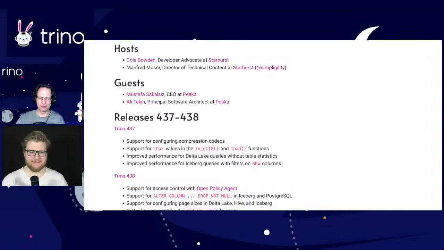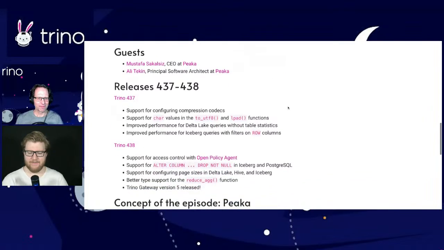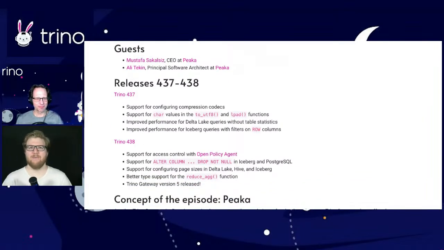Yeah, it's been a while. Well, not that long, actually. Trino Community Broadcast is rolling pretty regularly now, but there were two releases, right? Yeah, so 437 was more of a bug-fixy release than a show-stopping, feature-adding release. But there's support for configuring compression codecs, support for char values and a couple different functions, and then several performance improvements. If you're lacking table statistics, Delta Lake goes faster. And if you're filtering on row columns in Iceberg, that'll go faster too.